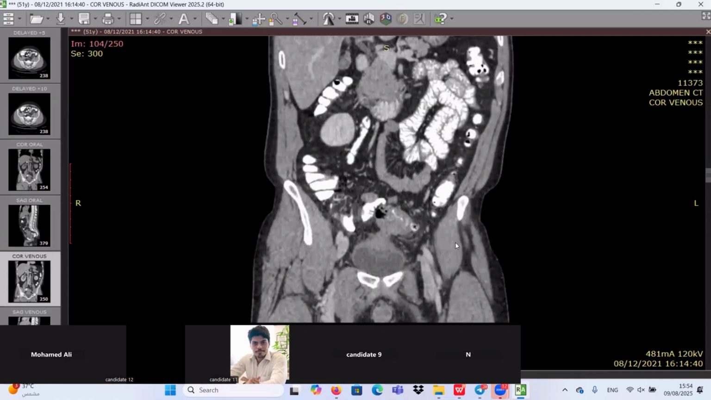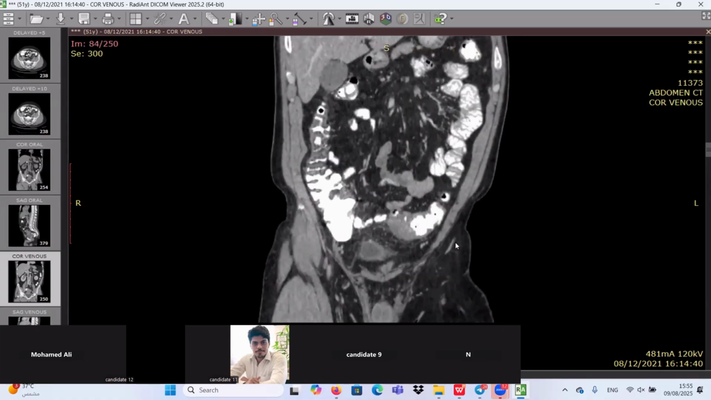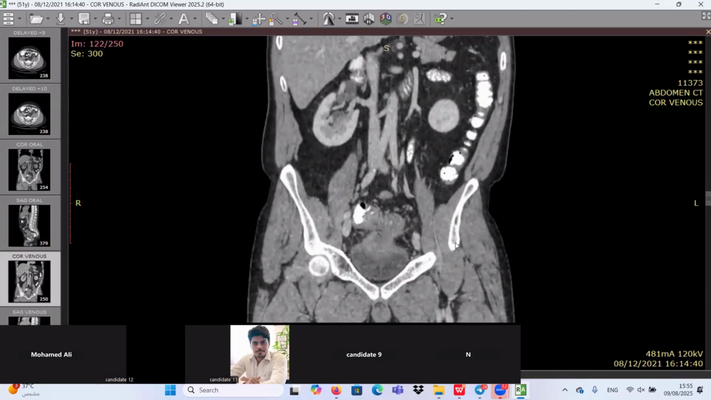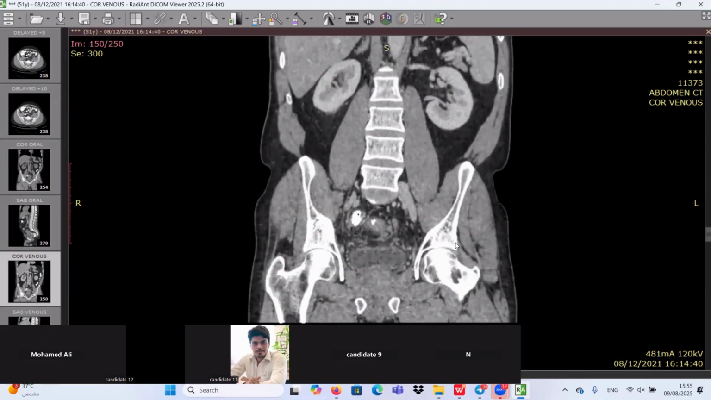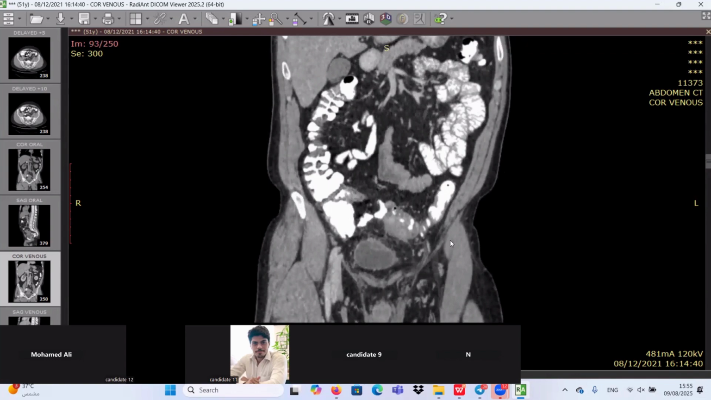We don't have any evidence of peritonitis. We don't have any evidence of mesenteric vein thrombophlebitis or portal vein gases. Those are common negative findings. Yes, you are right. How can we differentiate between diverticulitis and colonic carcinoma?